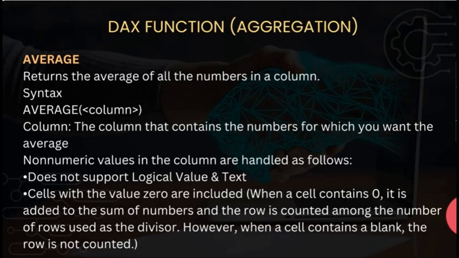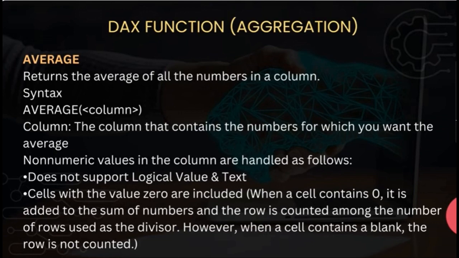So what the AVERAGE function does is return the average of all the numbers in a column, and the syntax for it is AVERAGE(column name). Column is the column that contains the numbers for which you want the average. Non-numeric values in the column are handled as follows.